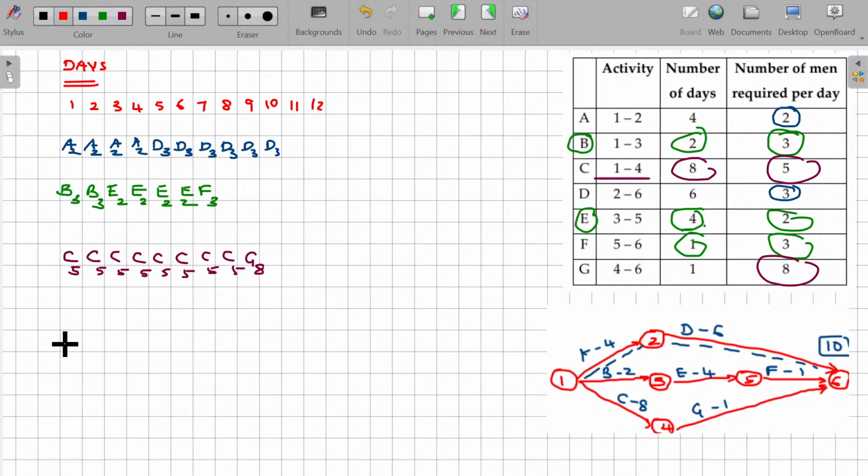2 plus 3 plus 5, 10 employees needed. And 2 plus 2 plus 5, 9 employees needed. 3 plus 2, 5 plus 5, 10 employees needed. 3 plus 3 plus 5, 11 employees needed. And 3 plus 5, 8 employees needed. And 3 plus 8, 11 employees needed. And the last one needs only 3 employees. Clear? This is the resource requirement.